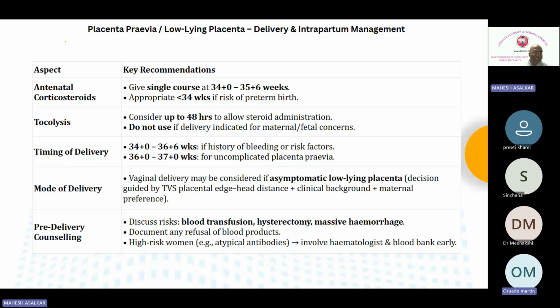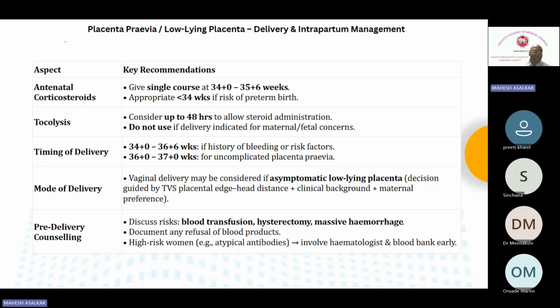What will be the mode of delivery? Vaginal delivery may be considered if it is an asymptomatic low-lying placenta. But the decision will be guided by the TVS placental edge to head distance, the clinical background, maternal preference, and so on. So in asymptomatic cases, you may allow vaginal delivery for low-lying placenta.